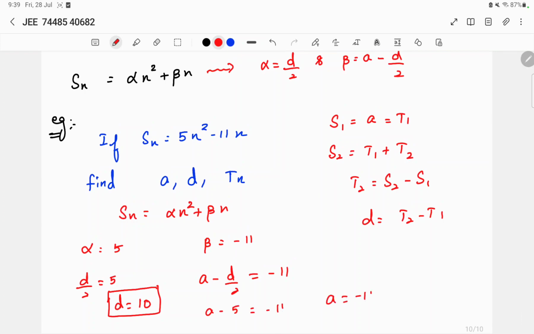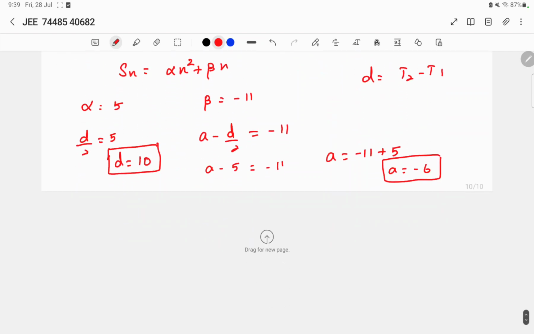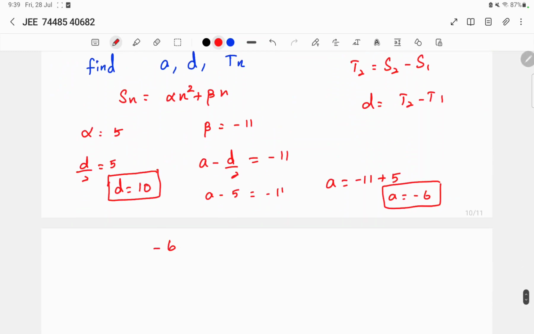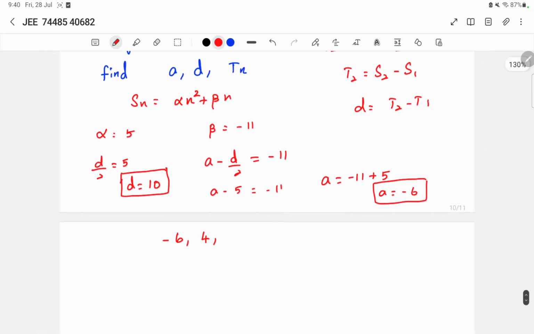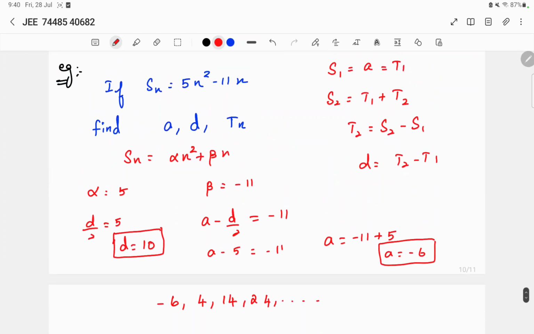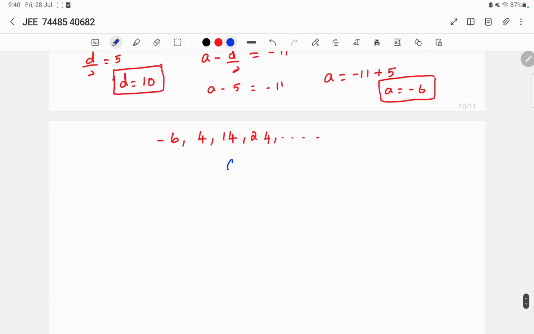so a will be equal to minus 11 plus 5, and minus 11 plus 5 is what? Minus 6. So we got the first term as well as the common difference. With the help of this we can easily write the AP. I can write minus 6, and minus 6 plus 10 is 4, 4 plus 10 is 14, 14 plus 10 is 24, and after that it keeps on going like this. So this is one method, or there is one alternate method.